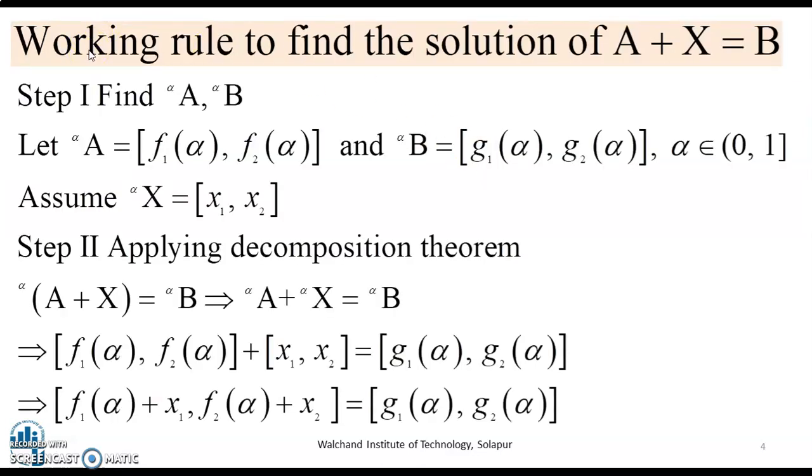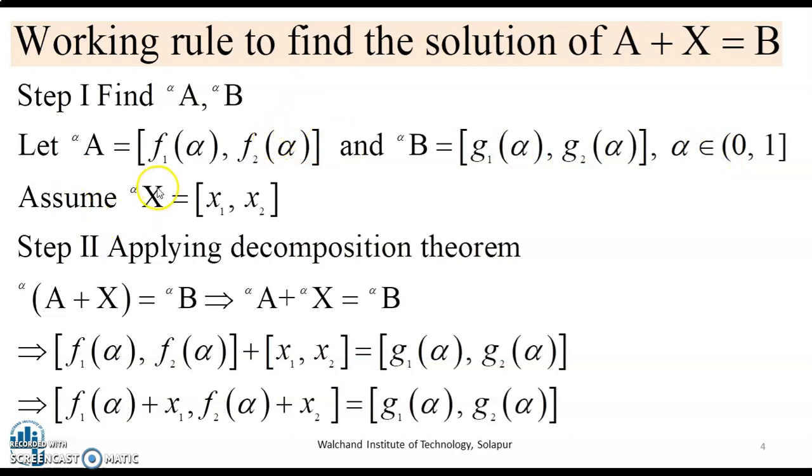Now in this video we are going to learn how to solve the fuzzy equation a plus x equal to b. Let us consider its working rule. Step number 1 is finding the alpha cut of a and alpha cut of b with the help of given membership functions for a and b. As a and b are fuzzy numbers, their alpha cuts are closed intervals. Let us assume that alpha cut of a is obtained as a closed interval f1 of alpha comma f2 of alpha, and alpha cut of b is equal to closed interval g1 of alpha comma g2 of alpha, where alpha belongs to open 0 to closed 1.